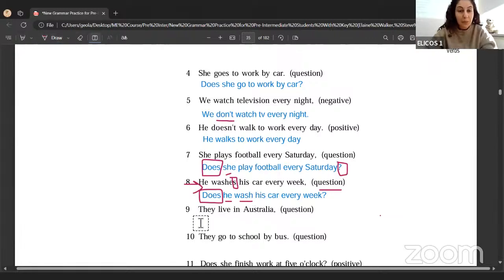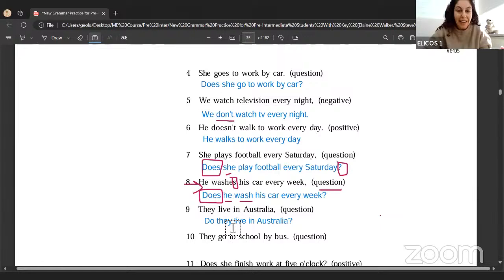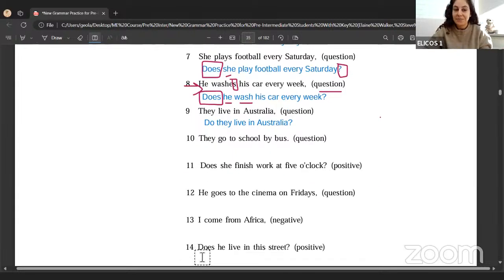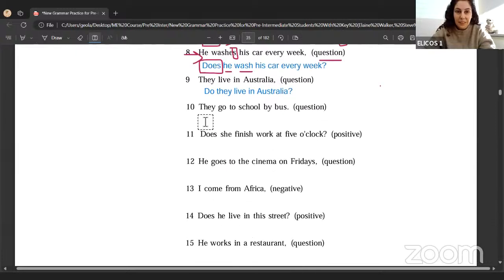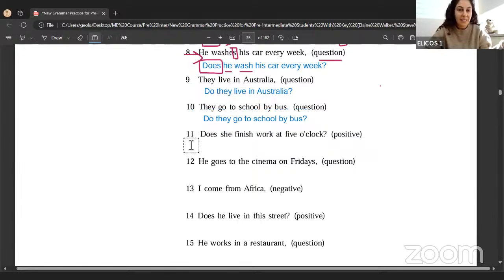German? We need to make a question. Do they live in Australia? Yeah, perfect. Good. We know we have the subject they. To make it a question, do. Number 10? Do they go to school by bus? Yeah, perfect. Question. Subject they.